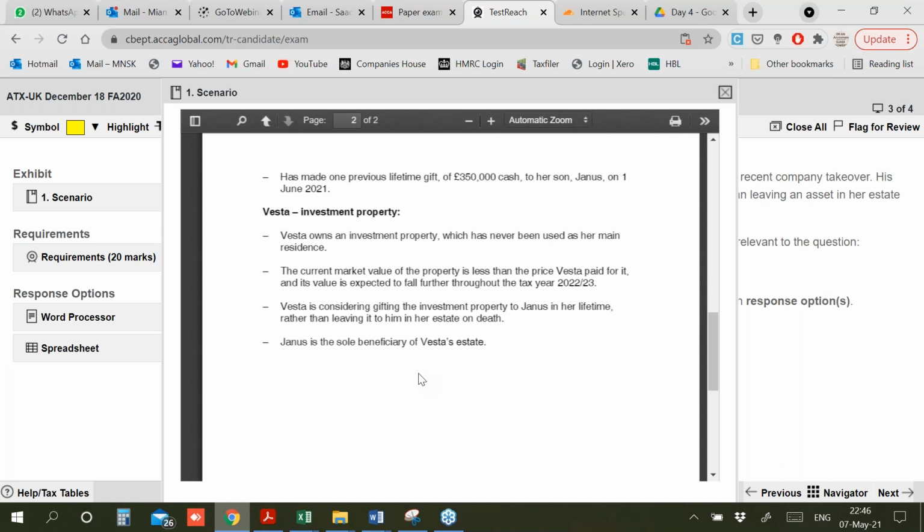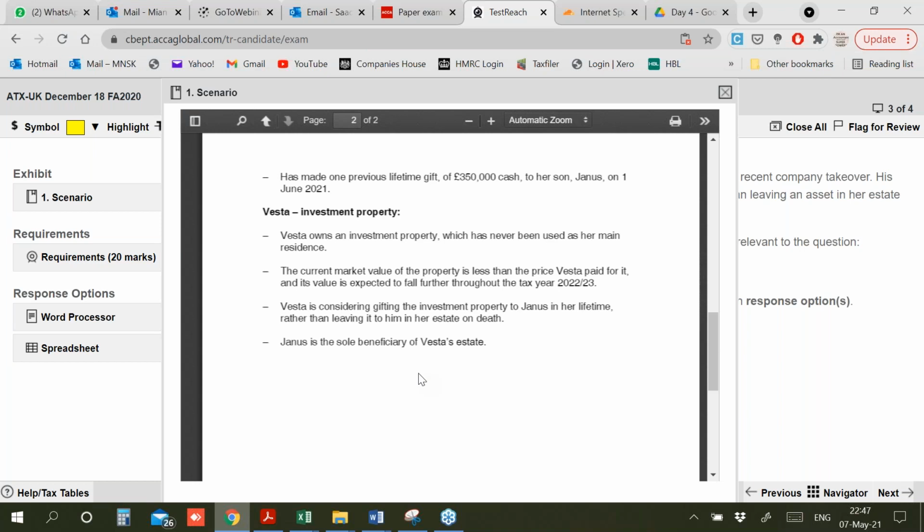Because it is an investment property, it is not an asset that can qualify for gift relief, because gift relief can only apply to assets that one is using actively in their trade, and the donee will also be using it in their trade. So it cannot qualify for gift relief. It would have been a chargeable transfer, but because the property is still in loss, if she gifted it to Janus, it would have resulted in a capital loss.